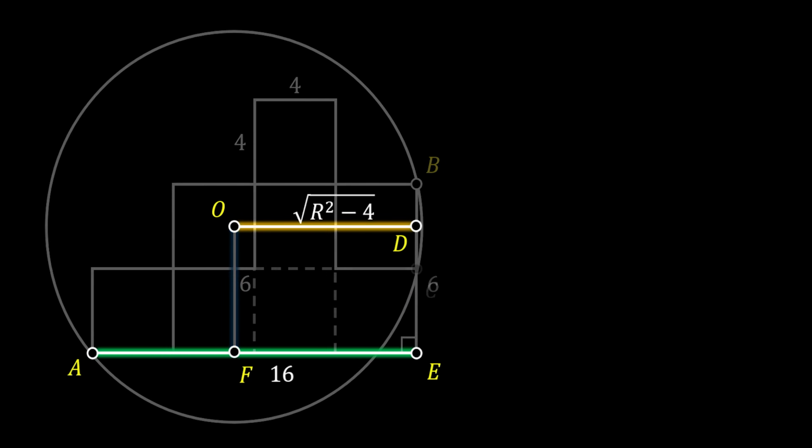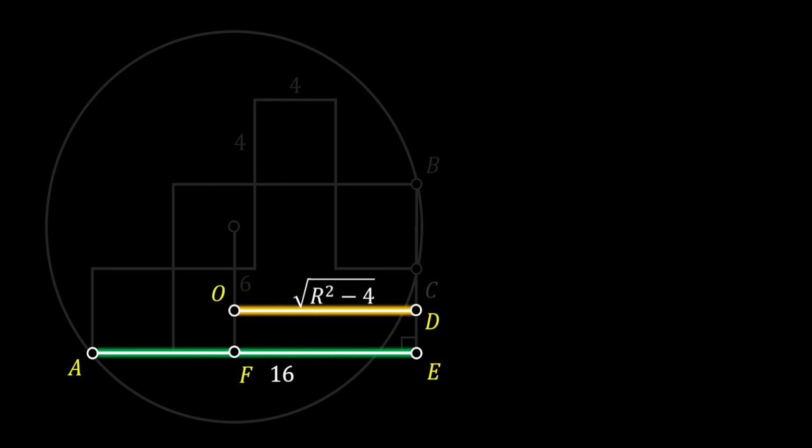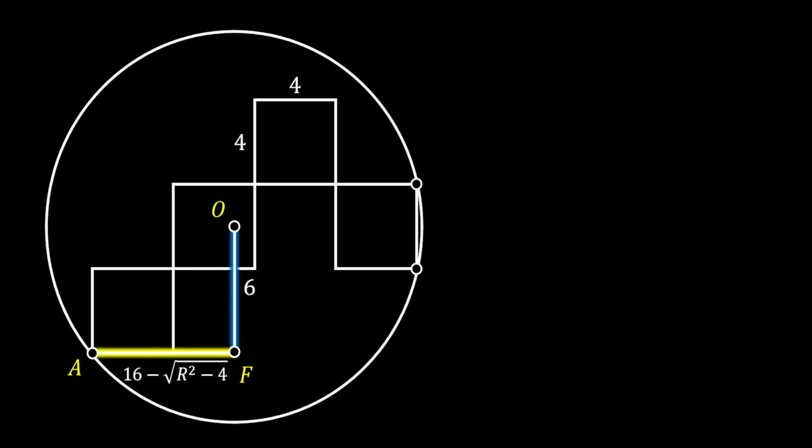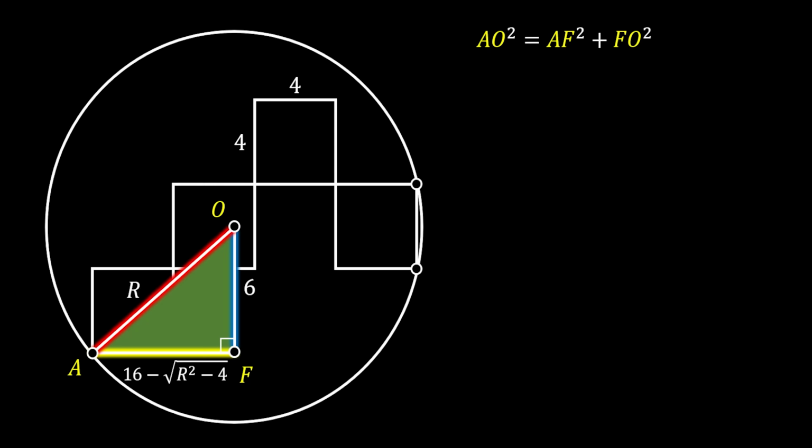Next, let's clear our image and notice the line OD. You can see that we can get the line AF as the difference between the line AE and OD. So the line AF will have the length of 16 minus square root of R squared minus 4. Alright, so now let's go back and finally pull the radius from the point O to the point A. And you can notice this really nice right triangle AFO. So again, we're going to use the Pythagorean theorem. We can say that the hypotenuse AO squared is equal to the sum of the legs AF squared and FO squared.